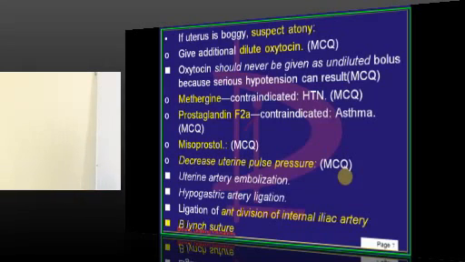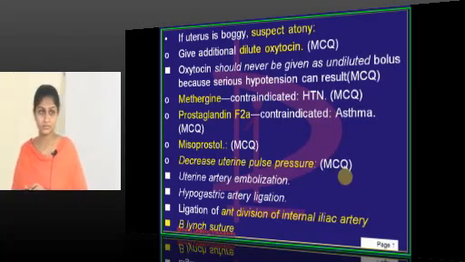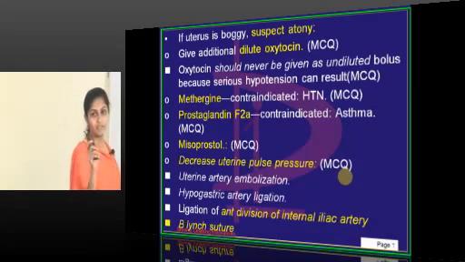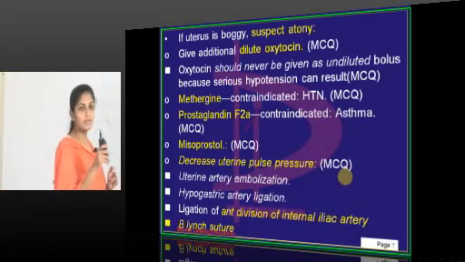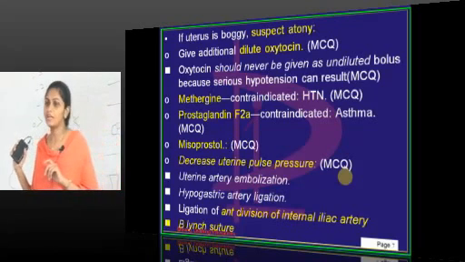What are the contraindications of methergine? Where should we not give methergine? Yes, exactly. Pre-eclampsia and eclampsia: never give methergine, because it is going to cause hypertension still more. So never give methergine there. Next.